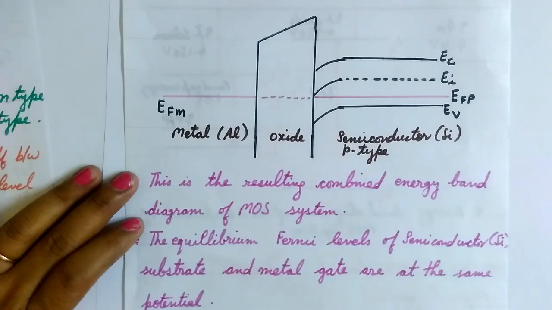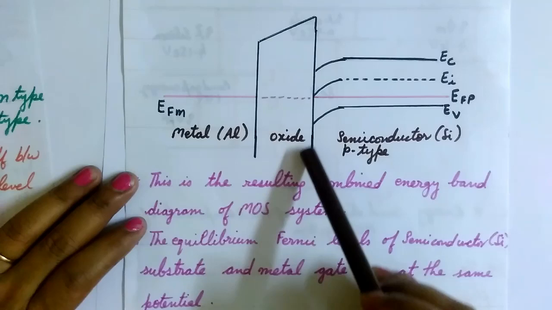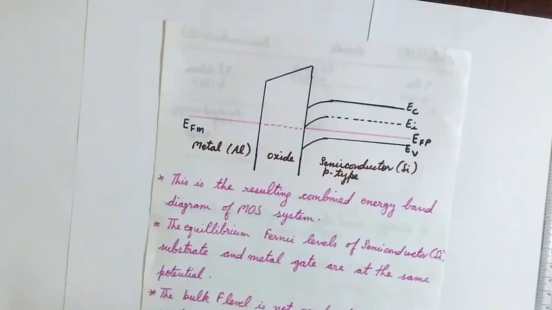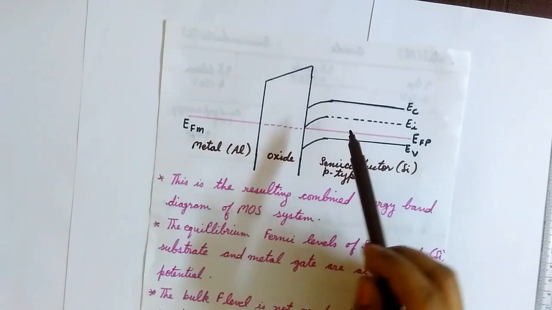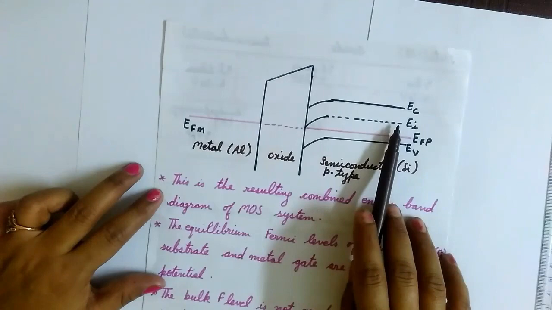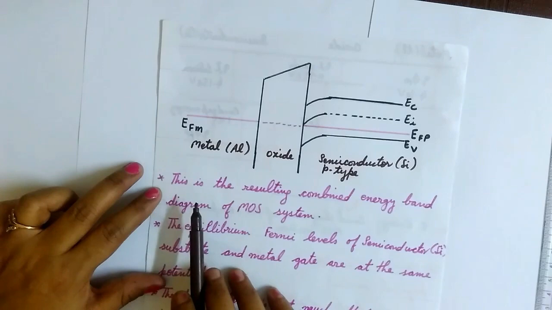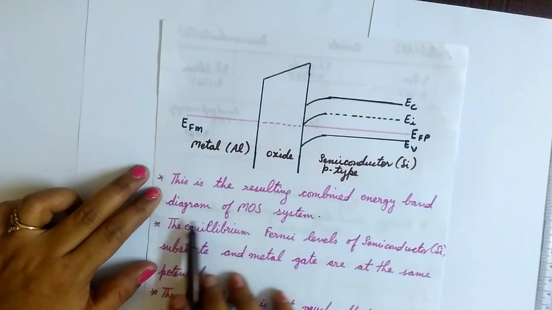Here we can see some changes being done, or there is some curve at the surface. And what is this surface? This is the interface at which the oxide and the substrate meet. So at the surface, the energy bands are curved. This shows that the energy bands deep inside the substrate are not affected, but at the interface they are really affected.